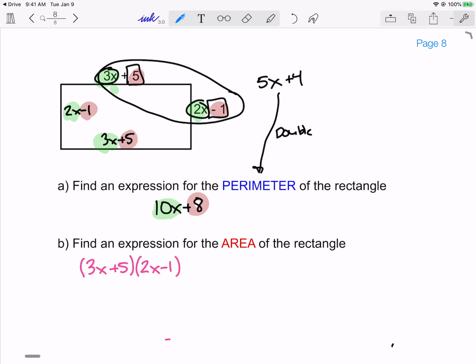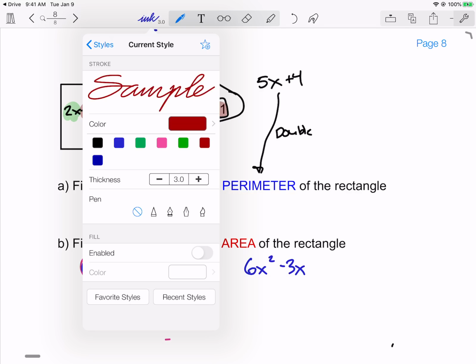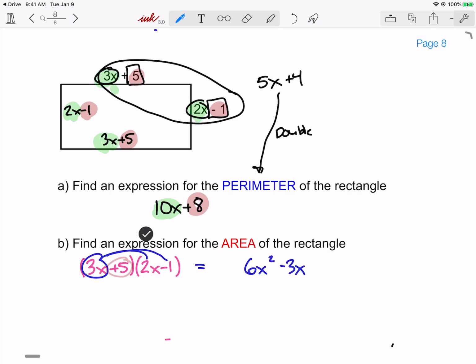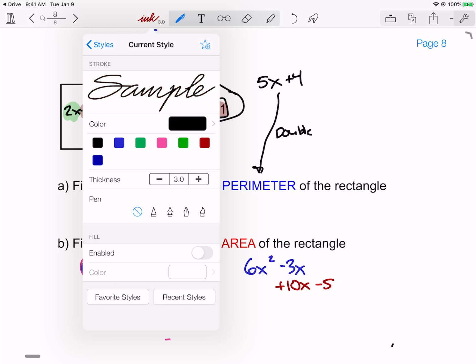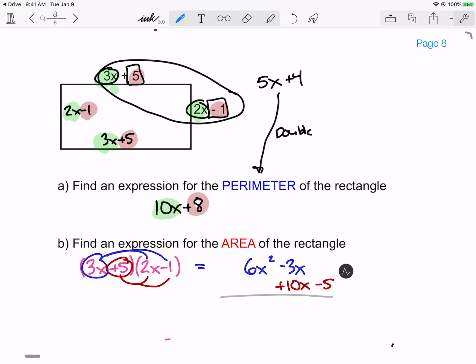So the first thing I'm going to do, multiply the 3x by the 2x to get 6x squared. 3x times the negative 1 gives me negative 3x. And then I'm going to go through and distribute my positive 5 to the 2x to get positive 10x. Positive 5 times negative 1 gives me negative 5. And last but not least, I need to add in order to combine like terms. So I've got 6x squared, negative 3x plus 10x gives me plus 7x, and minus 5. So this would represent the area of this rectangle.